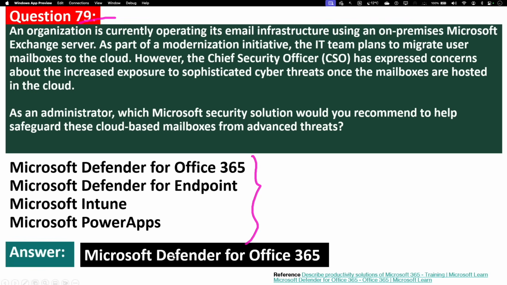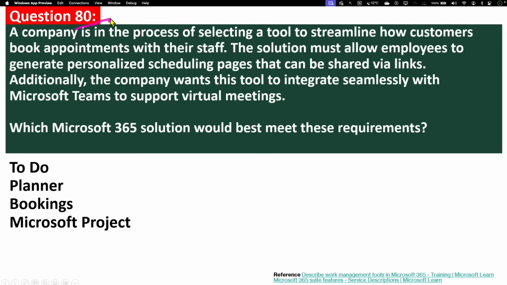The correct answer is Microsoft Defender for Office 365. We have gone through a detailed explanation of what is Defender for Office 365 in question number 74. If you want, you can actually go and refer that. On a super high level, Defender for Office 365 safeguards your organization against malicious threats posed by email messages, links, and collaboration tools. Question number 80.